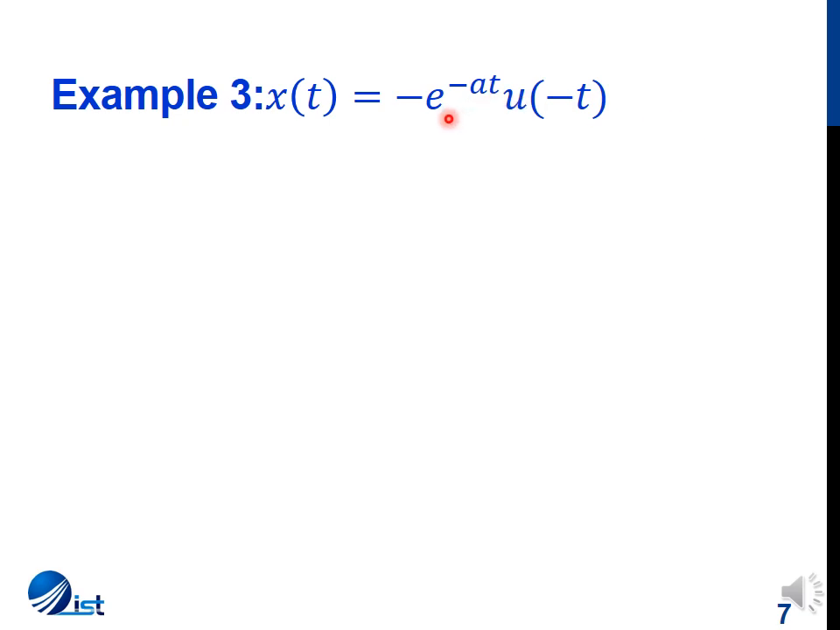When an exponential is being multiplied by a unit step function like this, which is on the negative time axis, this means that our exponential will also exist from the interval t equals minus infinity to t equals 0.